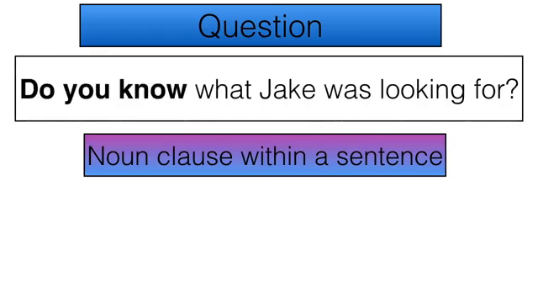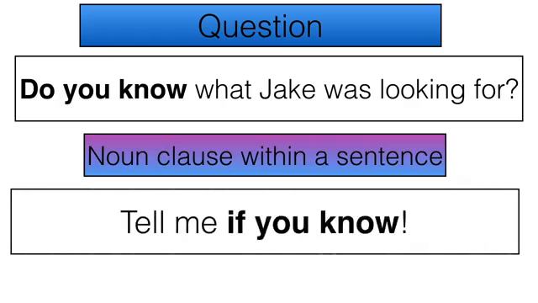Look at this question. Do you know what Jake was looking for? I can make a noun clause out of this question. Tell me if you know. Tell me if you know what Jake was looking for. In the question, we need the word do. However, in the noun clause, there is no do.